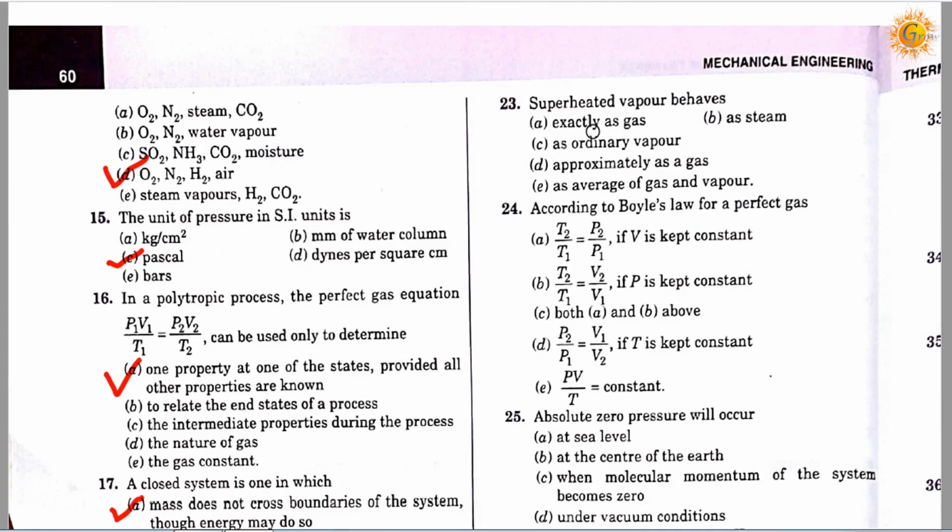Superheated vapor behaves like option A, exactly as a gas; option B, as a steam; option C, as ordinary vapor; option D, approximately as a gas; option E, as the average of gas and vapor. So the correct answer is D, approximately as a gas.